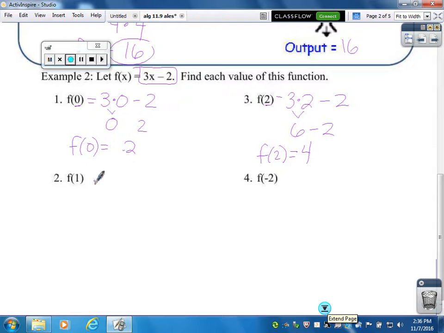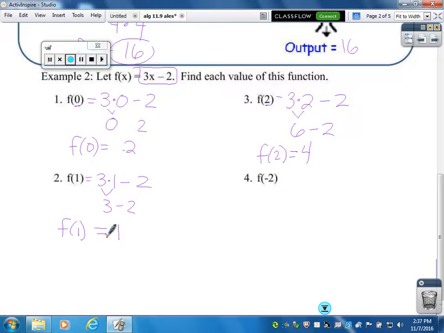So we're going to plug in 1. So I'm going to say that my value of x this time is 1. Then we're going to subtract 2. So 3 times 1 is 3, minus 2 is 1. So the value of the function when x is 1 is 1.